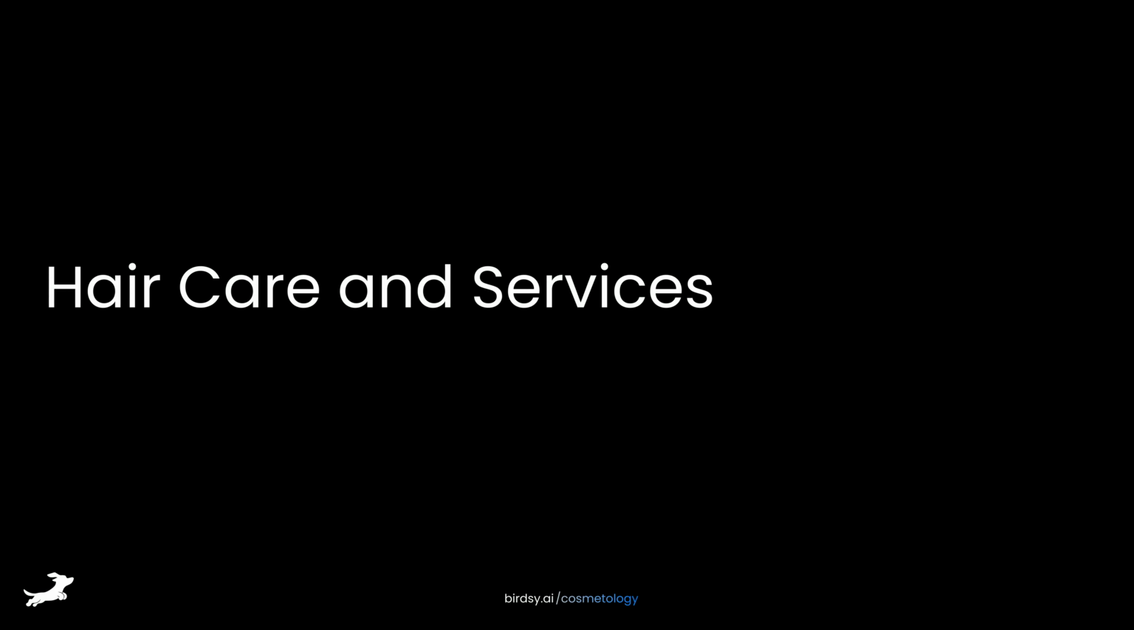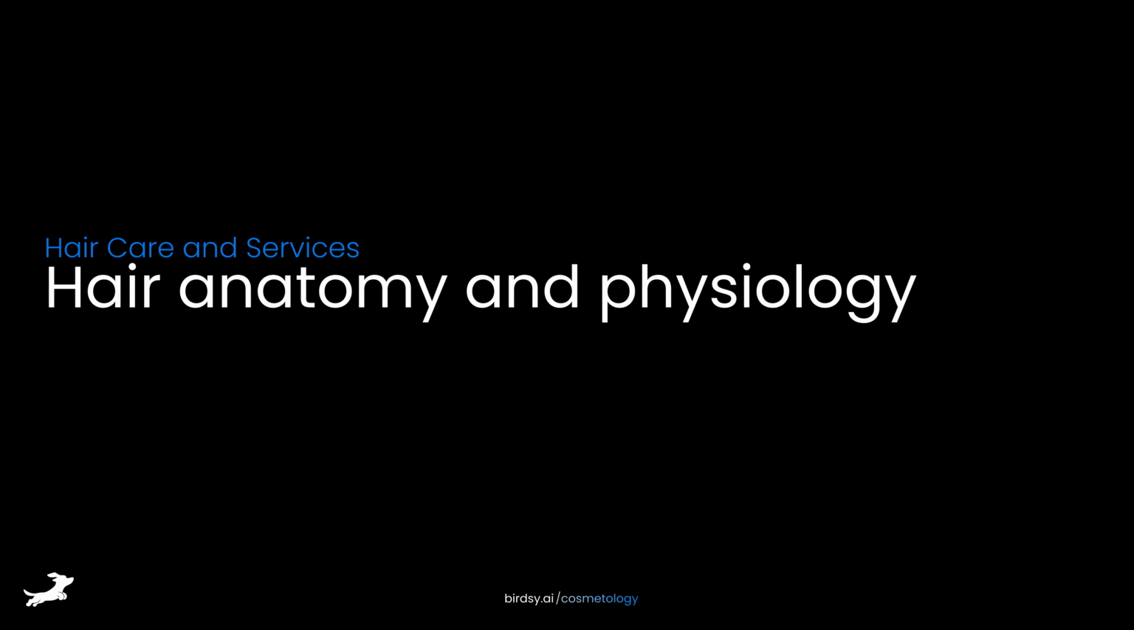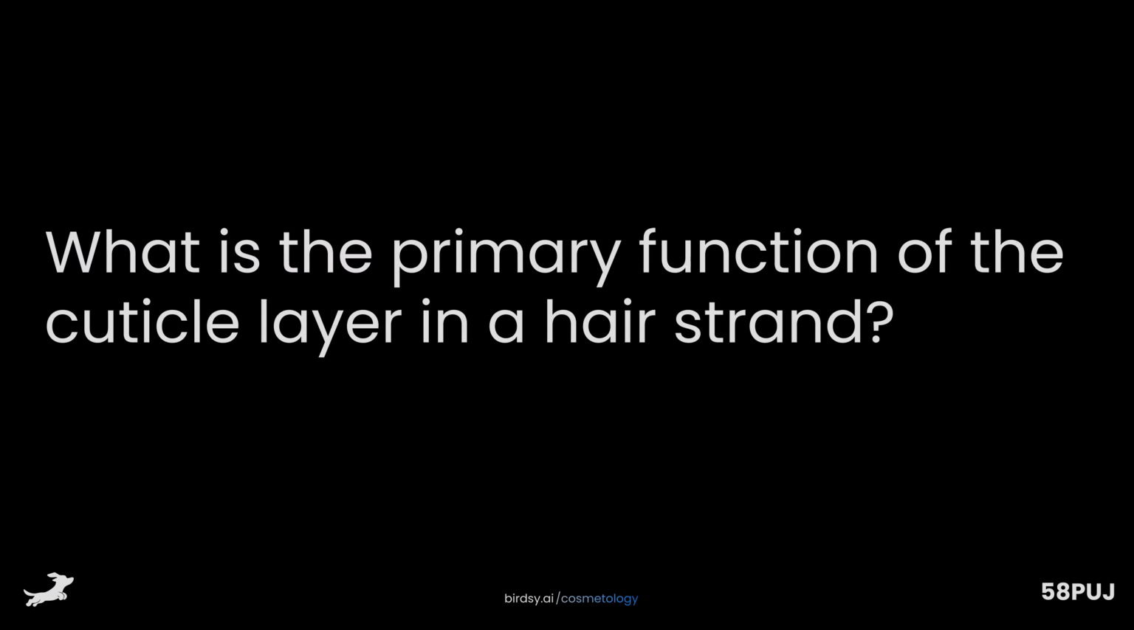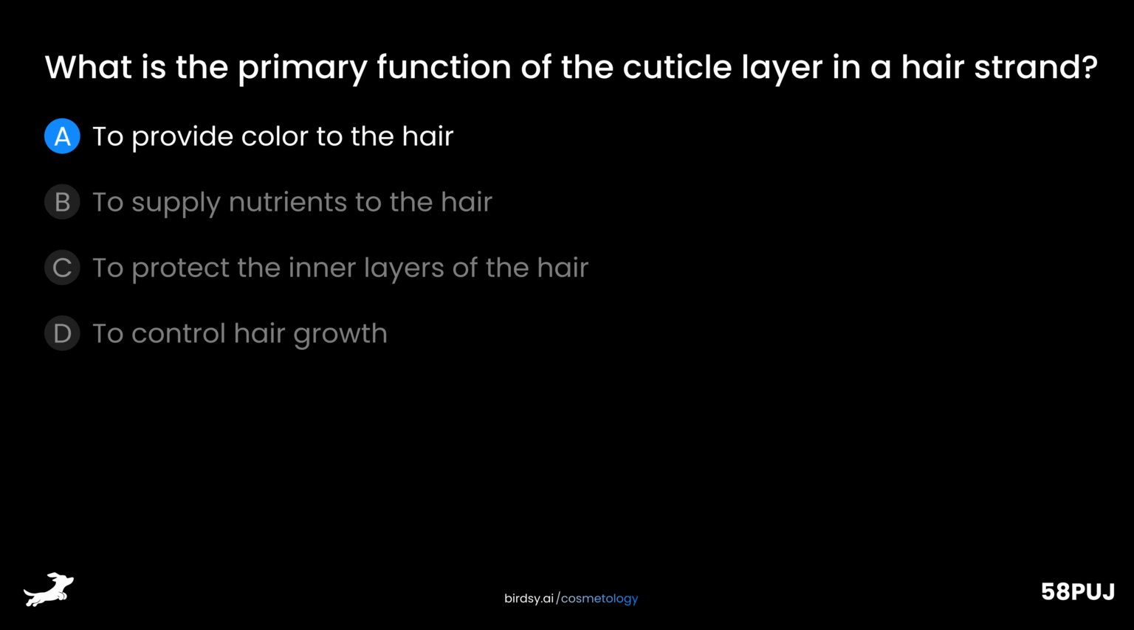Hair care and services. Hair anatomy and physiology. What is the primary function of the cuticle layer in a hair strand? Is it A, to provide color to the hair, B, to supply nutrients to the hair, C, to protect the inner layers of the hair, or D, to control hair growth? The answer is C, to protect the inner layers of the hair.